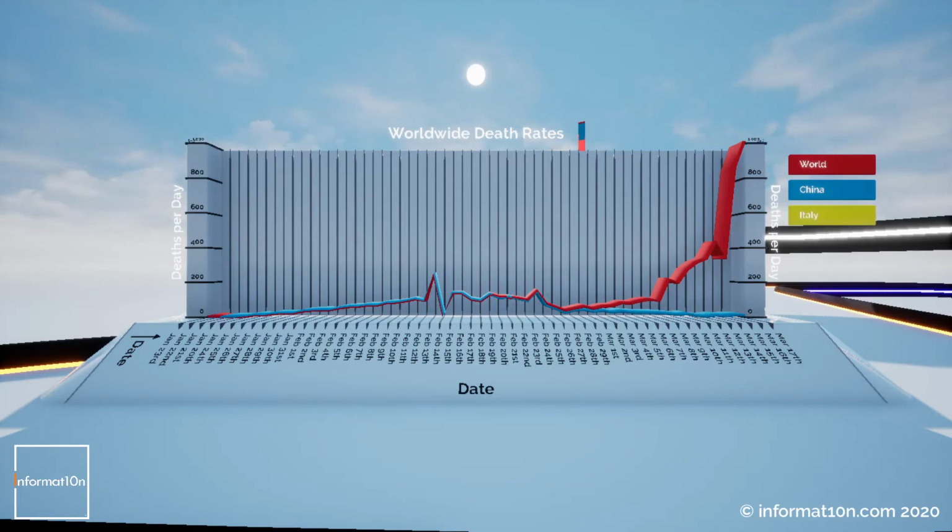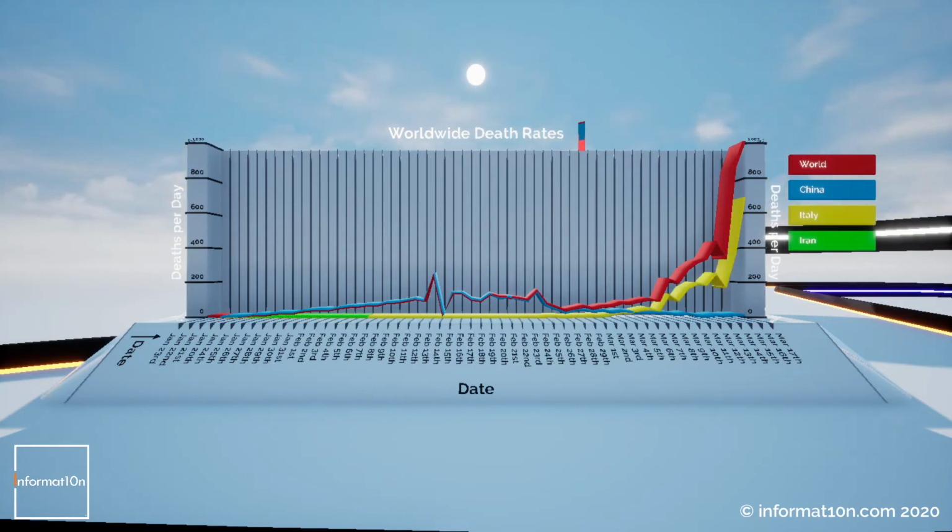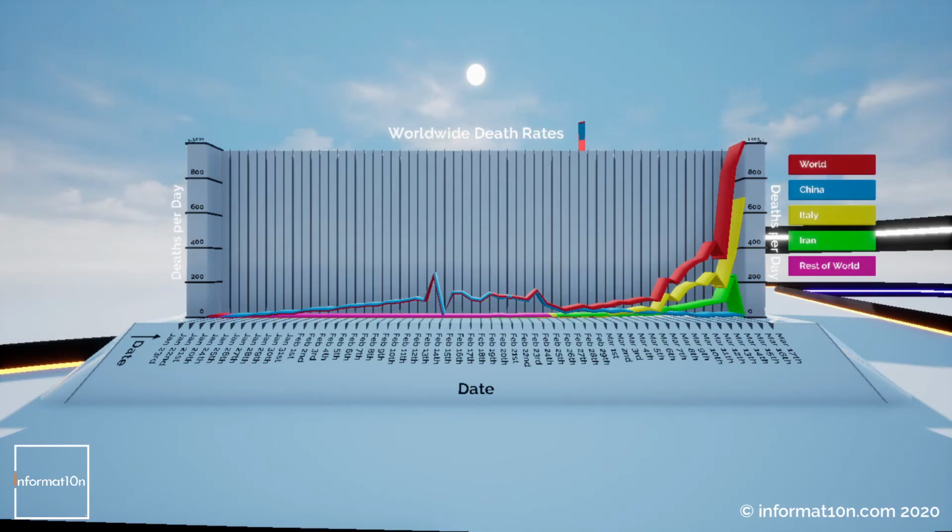And you can see that for the first half, up until about mid to late February, almost all of the deaths were taking place in China. And then we've got the yellow line there for Italy and the green line for Iran, which have almost 0 deaths up until early March, when those lines start to curve upwards. And the same is true for the pink line, the rest of the world, where the number of deaths starts to increase towards the end, towards the middle of March, and where we are now.